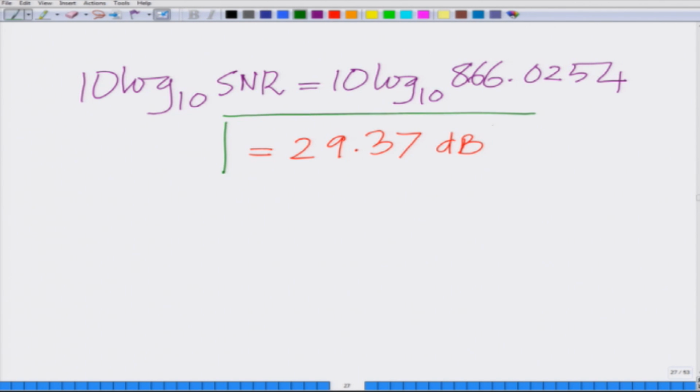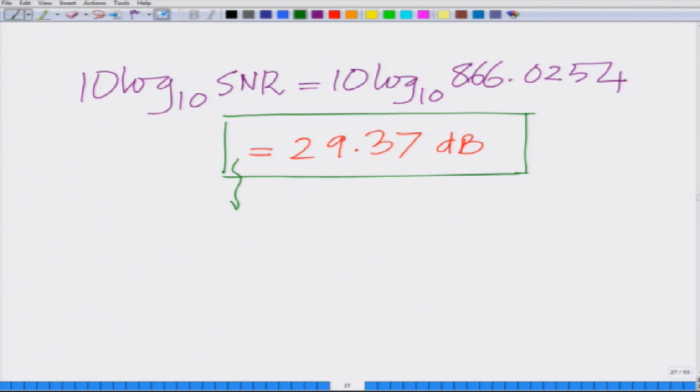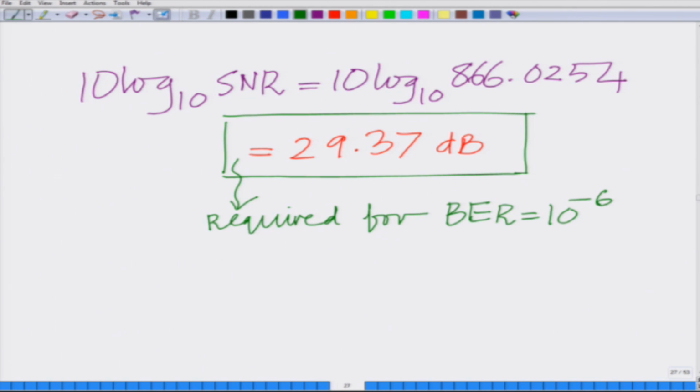dB. So, the SNR in dB required to achieve bit error rate of 10 to the power of minus 6 with L equal to 2 antennas is 29.37 dB.